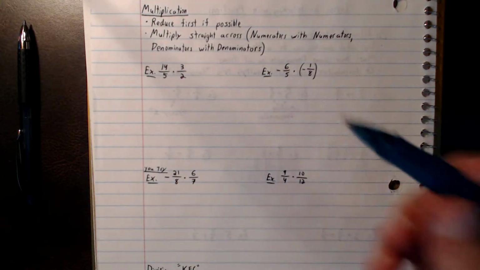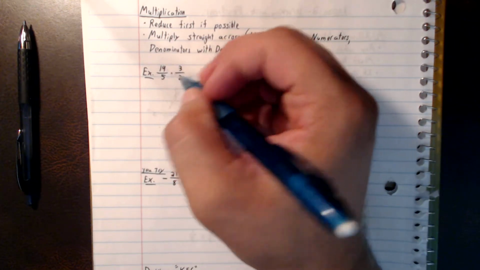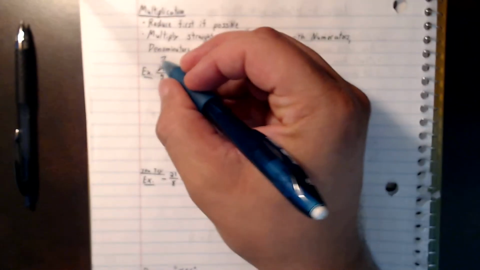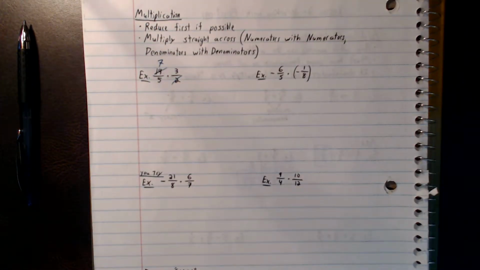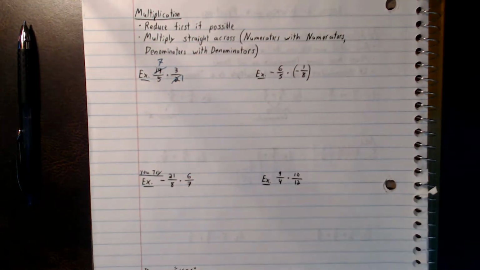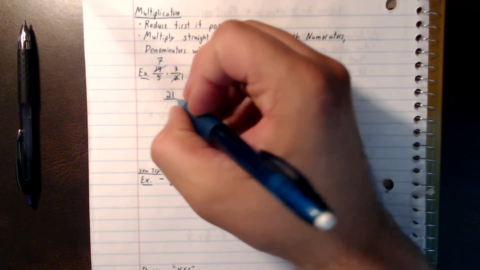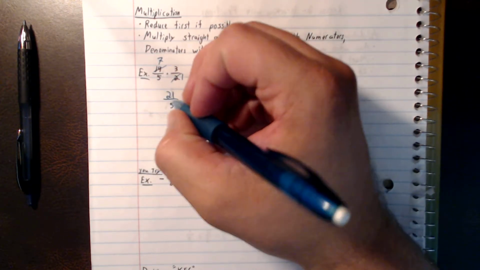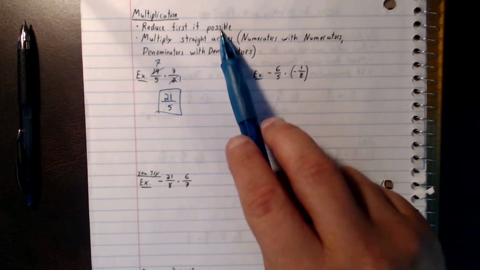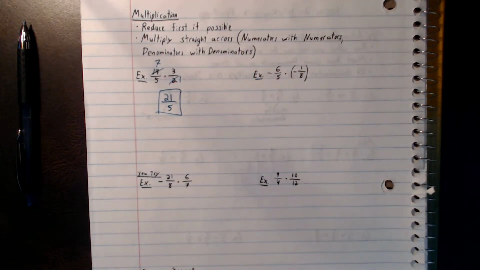I'm going to do that right now, though, right? I see two even numbers, right? 2 and 14. I can divide both of those by 2. That becomes a 1 here, and now I can just multiply straight across. 7 times 3 is 21. 5 times 1 is 5. Right? By reducing first, I made sure that I had a simplified fraction.